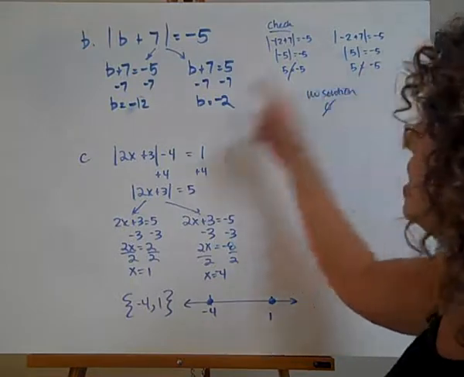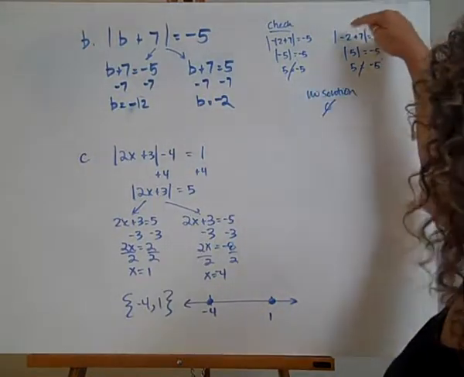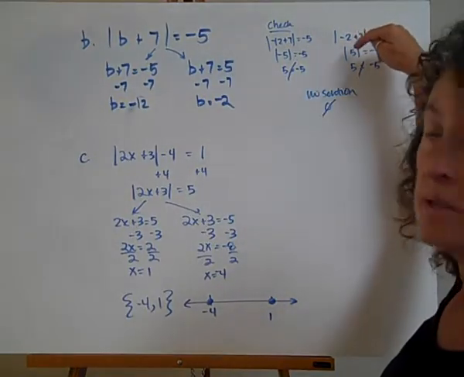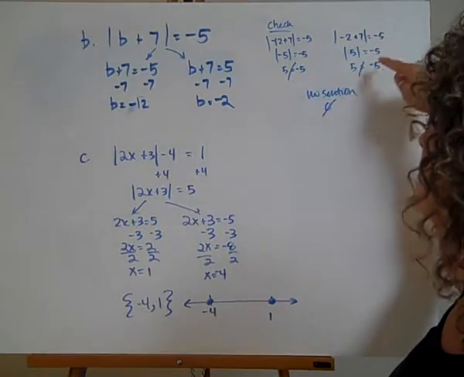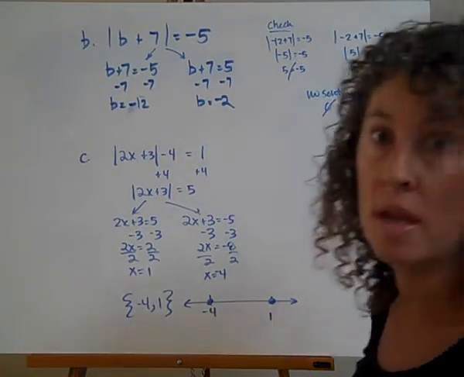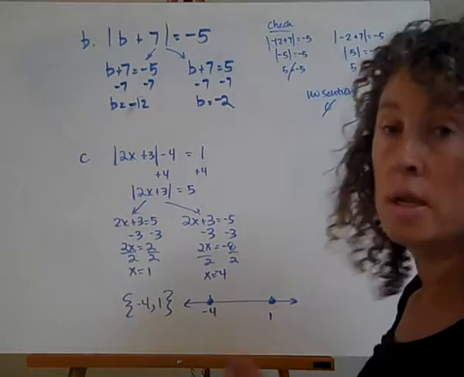All right, let's try the other one. Negative 2. Maybe this one will work. Negative 2 plus 7 is positive 5. The absolute value of positive 5 is 5. That's not equal to negative 5 either. What is going on here?